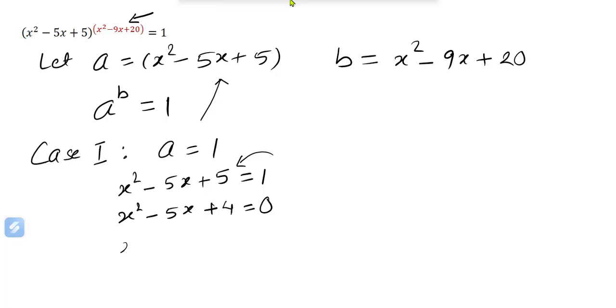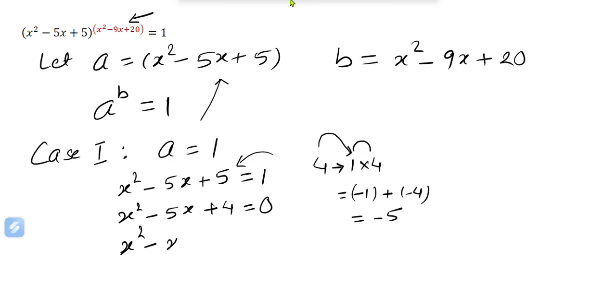Now you can factorize here. To factorize, we get the factors of 4. So 1 times 4 is 4, and you can add minus 1 and minus 4, so this is equal to minus 5. So we use factors of 4 to get minus 5. That simply means this is x squared minus x minus 4x plus 4 is equal to 0. So these are two factors, minus 1 and minus 4, which we use here.